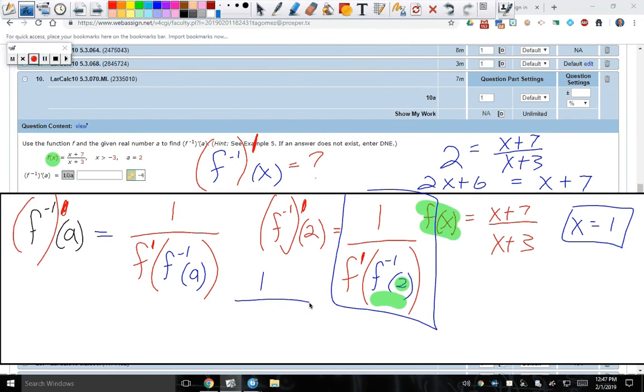So x is 1. That means this right here becomes the following: 1 over f prime at 1. My goal was that this, which yields an output on the inverse, came from the input of the original. So that's why you put 1 right here. So what do I do now? Just take the derivative of the original, plug in 1, and take the reciprocal there at the end and you're done.